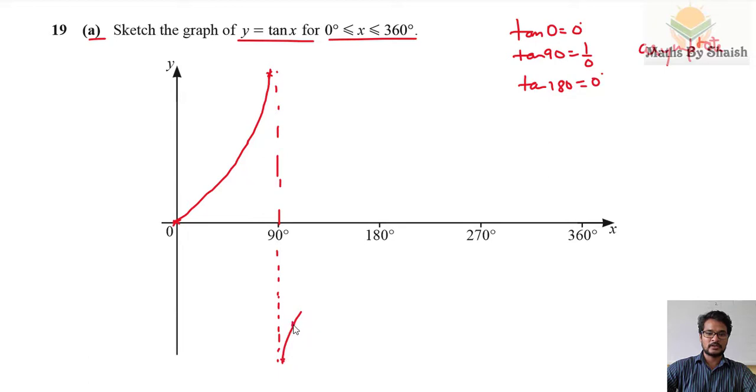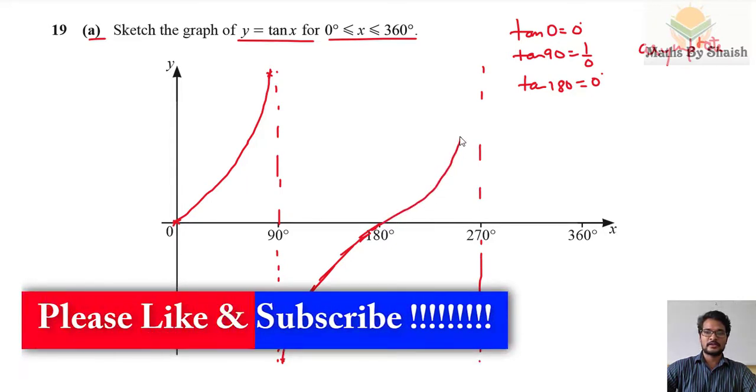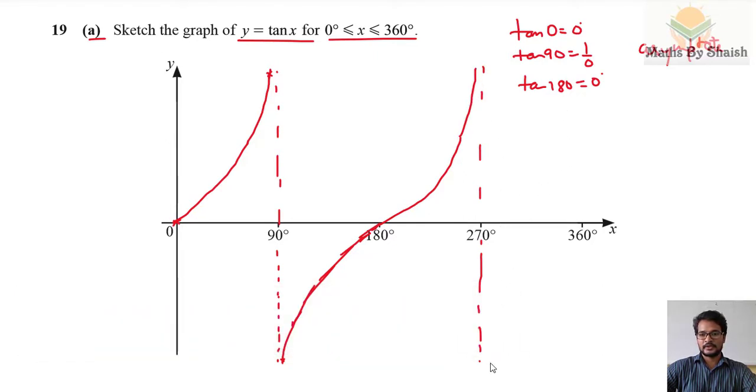We will get this point, and then we will come here, because tan 180 is 0, and then at 270 also it is an asymptote, so we will get something like that, and we will go like that. It is a periodic curve, so this is going to be the curve of tan x from 0 to 360 degrees.